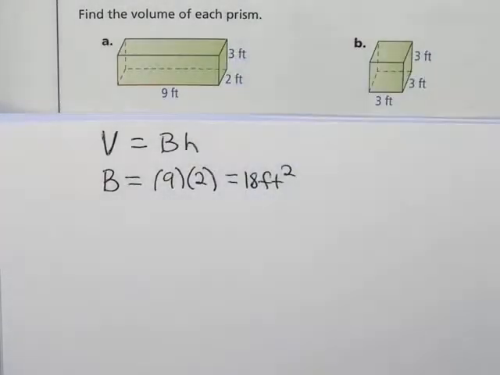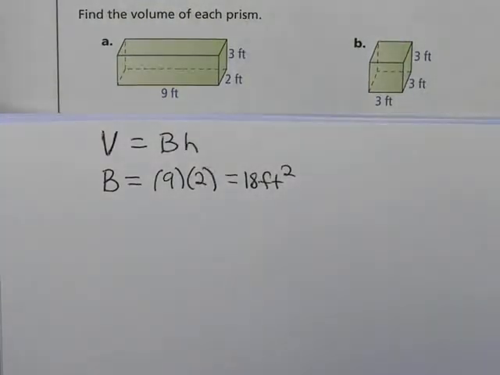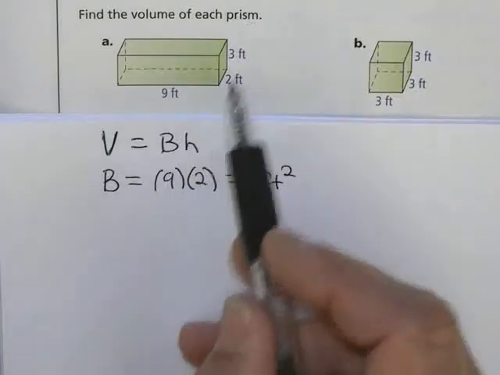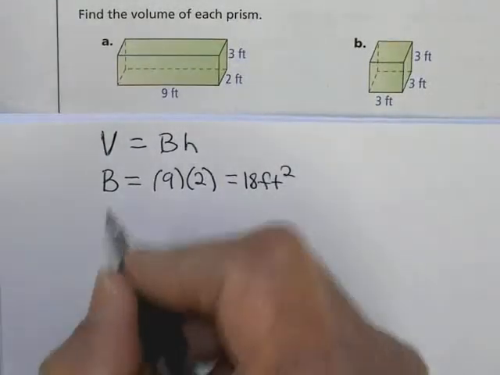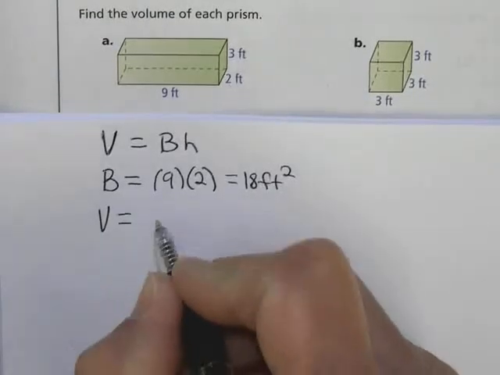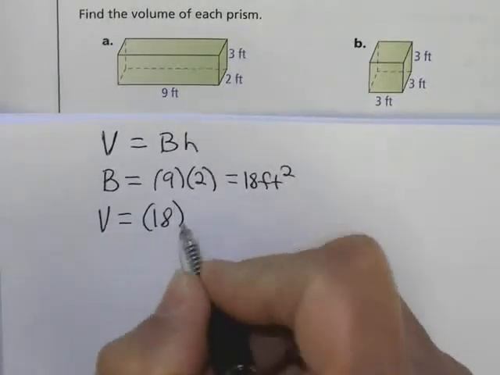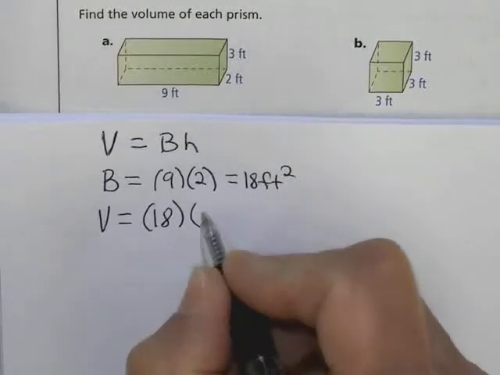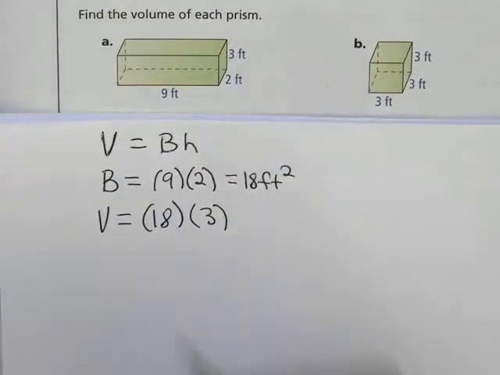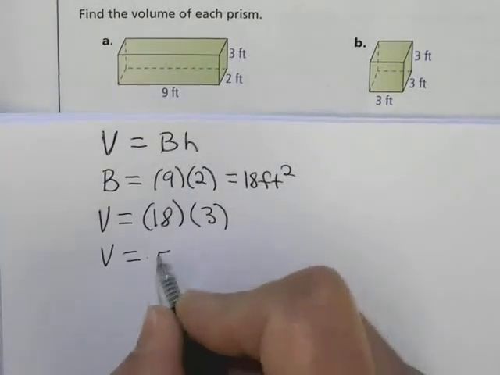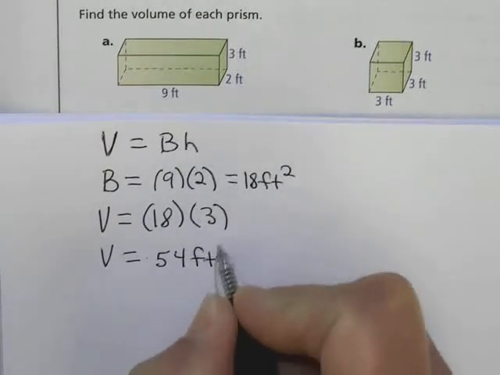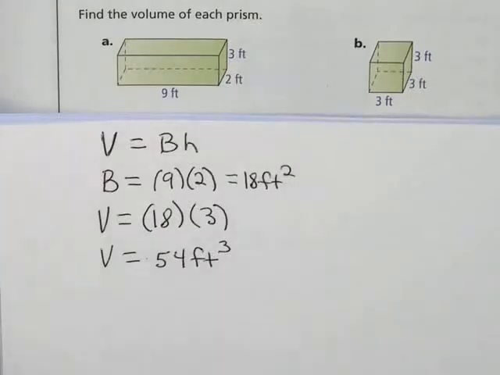So this is just like the card in the sense that we had the flat face of it, the base of it, in this case 9 by 2, and then how high is the stack? The stack is 3 feet high. All right, so now I've got volume equals 18, that's my B, multiplied by 3. That's the height of this prism. And the volume of this prism is going to be 54 feet cubed. And it's to the third power because we're dealing with 3 dimensions.